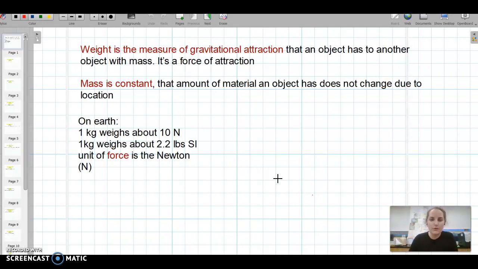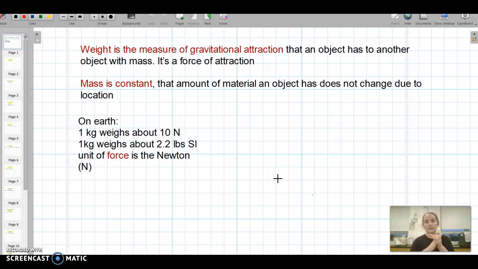Weight is the measure of gravitational attraction that an object has to another object with mass. The Earth has mass, we have mass, so we are gravitationally attracted to the Earth. So when I say it's a force of attraction, that's what I want you to solve for: weight. Weight is a force of attraction.